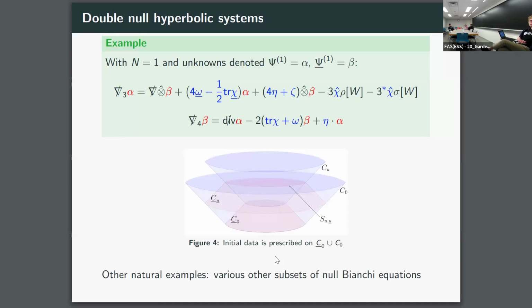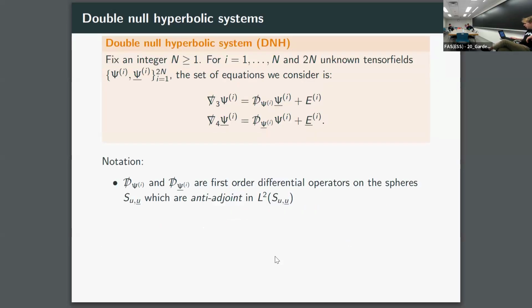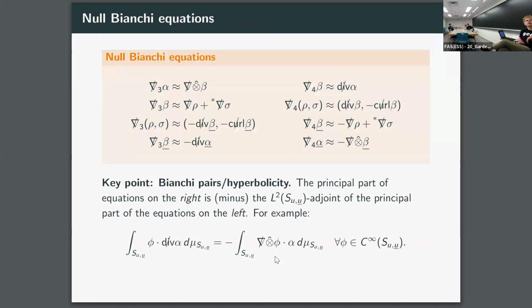Right, and other natural examples are just various other subsets of null Bianchi equations, as long as you pick the right ones so that you have this Bianchi pairing. Let's see if I can go back real quick to this list of null Bianchi equations. Right, if I pick the second line of Nabla-3 beta and Nabla-4 of rho and sigma, that would be another kind of double null hyperbolic system.